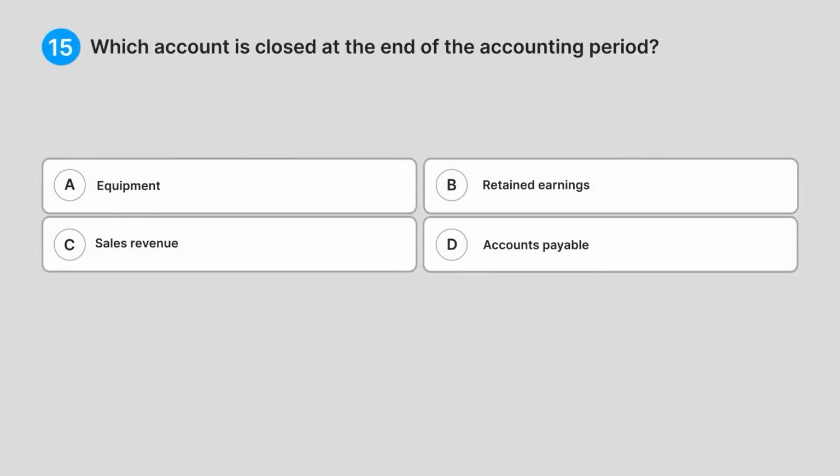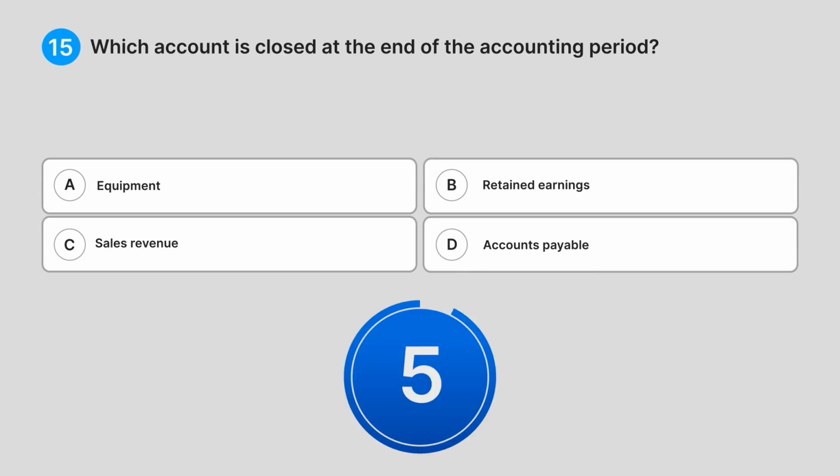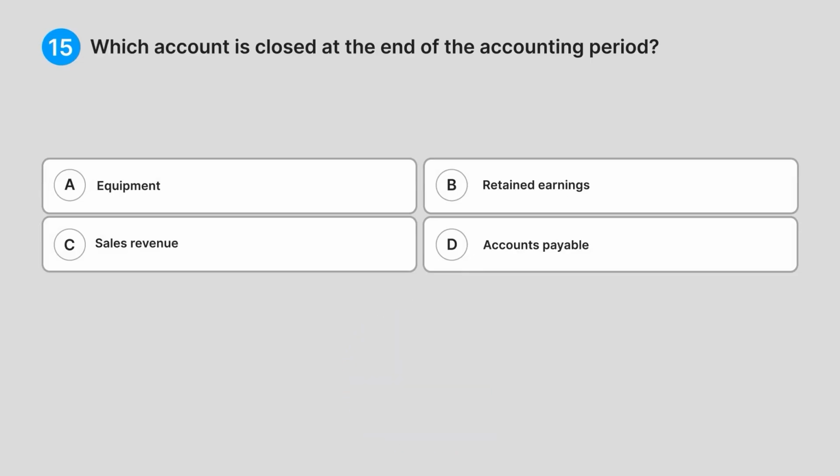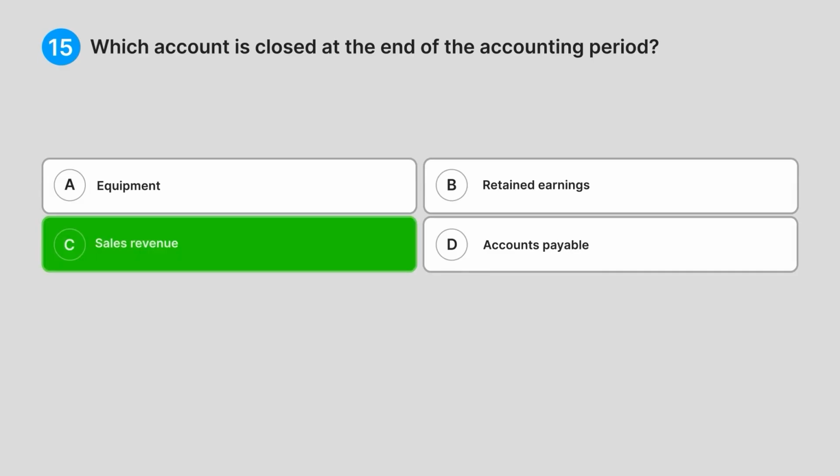15. Which account is closed at the end of the accounting period? A. Equipment. B. Retained earnings. C. Sales revenue. D. Accounts payable. Can you guess the answer? Correct answer, C. Sales revenue.